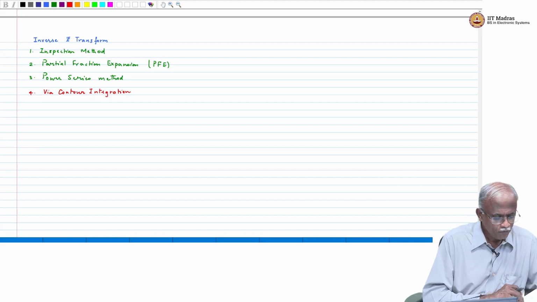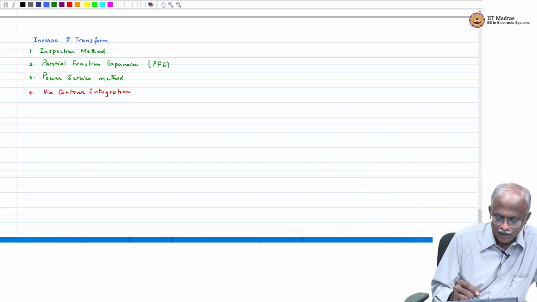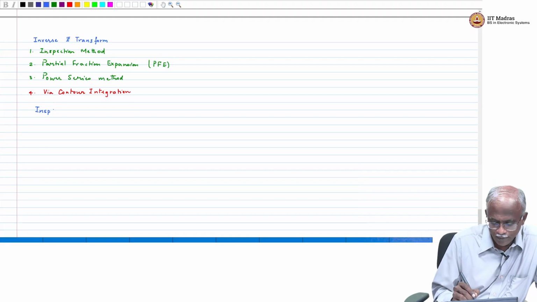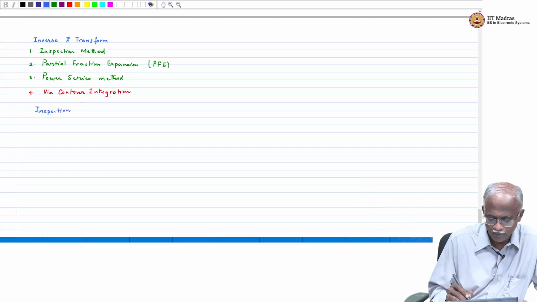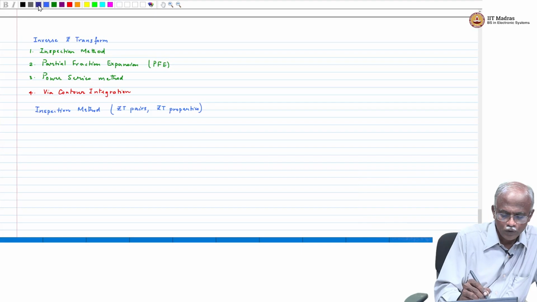So the first of the methods is the inspection method. The inspection method basically says, let us look at the Z transform table and the Z transform pairs and see how to get the inverse Z transform. Basically, look at Z transform pairs and Z transform properties. We are going to use a combination of these two tables to get the result that we are interested in.